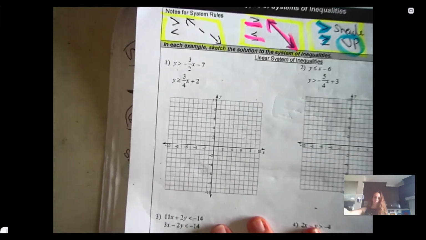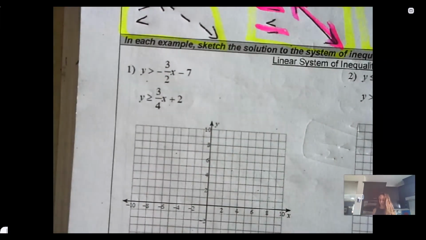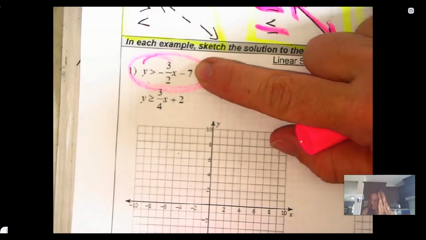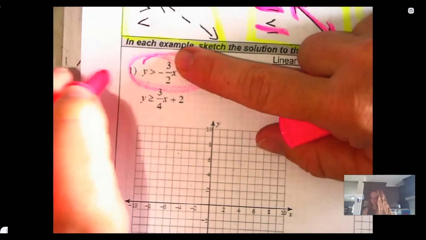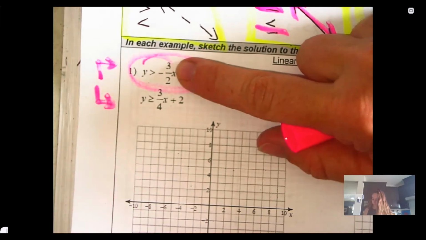I'm going to do number 1. And this should hopefully be review. If it's not, that's why we're going over it, I guess. All right, so I'm going to graph this. Down 7. Now I either go up and right, or I go down and right. It's negative, so I'm going to go down 3, right 2.